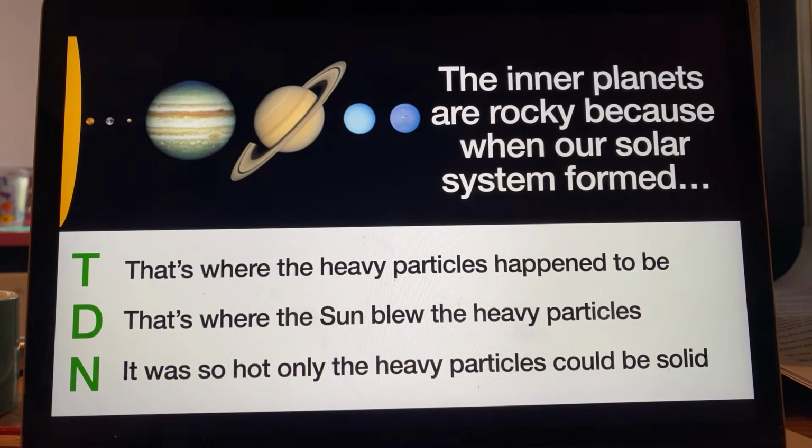And finally, sorry, Europa. The inner planets are rocky because when our solar system formed, that's where the heavy particles happen to be. Write a T. If you think the inner planets are rocky because when our solar system formed, the sun blew the heavy particles, write a D. And if you think the inner planets are rocky because it was so hot that only the heavy particles could become solid, then write an N.